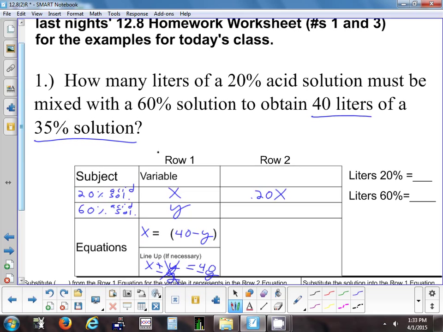Let's look at the next one. We have a 60% solution. Okay. Joe, how would you write 60% as a decimal? 0.60. And how much of that 60% solution do we have? Y.